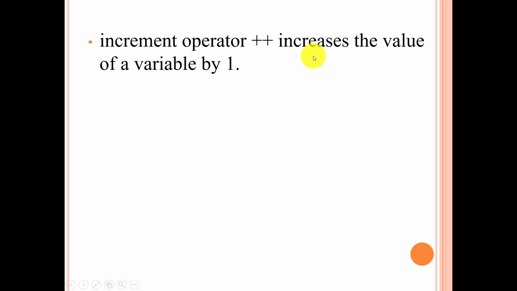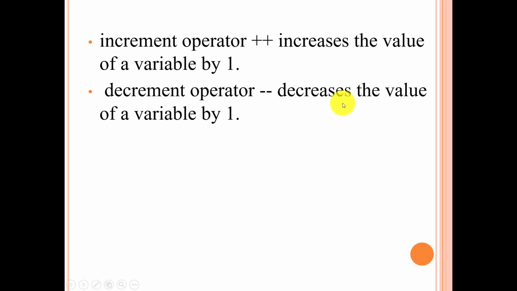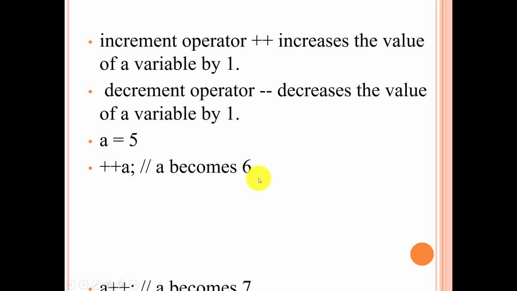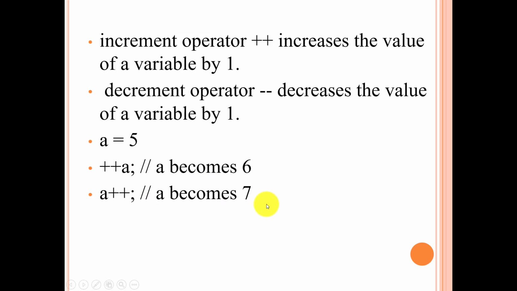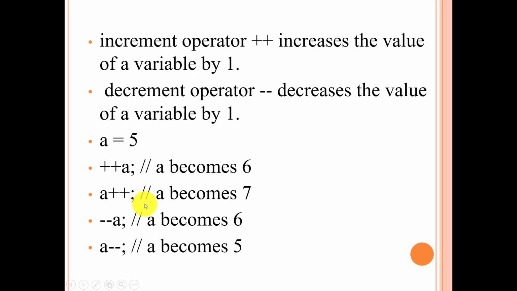The increment operator increases the value of a variable by 1 and the decrement operator decreases the value of a variable by 1. For example, suppose a is equal to 5, then a plus plus makes a become 6. Again, if I do plus plus, it becomes 7. Then minus minus a, it becomes 6. A minus minus, it becomes 5.